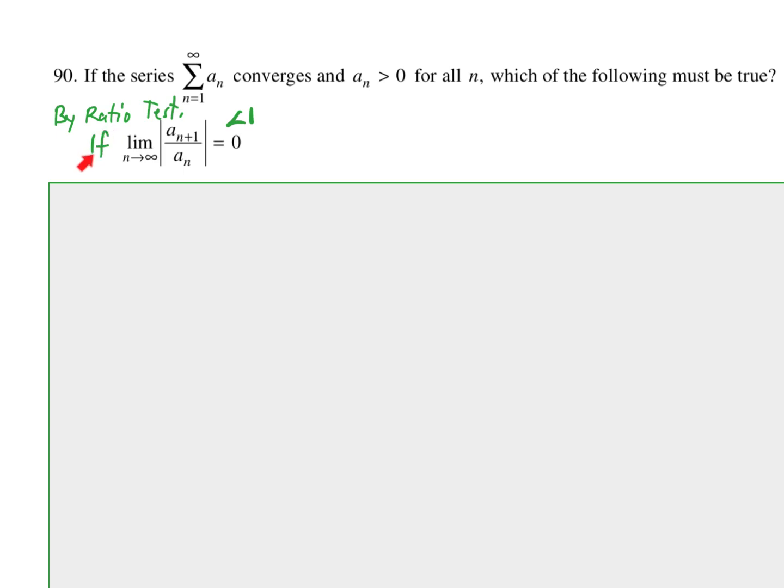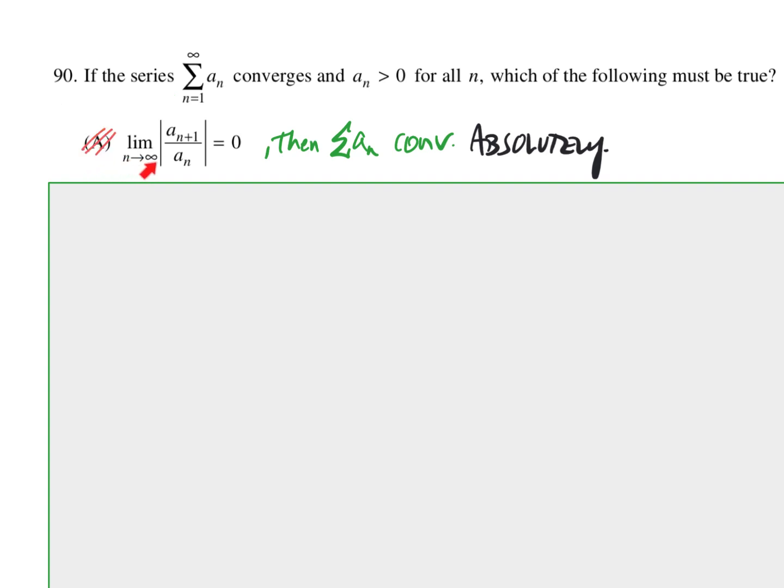Because by the ratio test, if the limit of some series whose terms are a sub n, if the limit of the n plus 1 term divided by n term is less than 1 as n approaches infinity, and it is, then the series with the term a sub n converges absolutely. The operative word there, though, is absolutely. We don't know that this series is converging absolutely. We only know that it converges. So if it's not converging absolutely, then this isn't going to be true. That's how we know that A can't be the right answer.